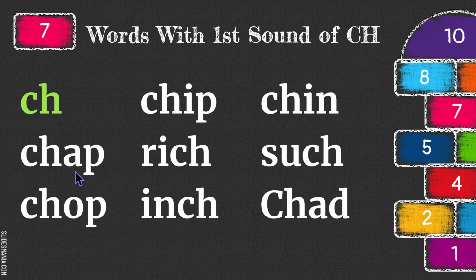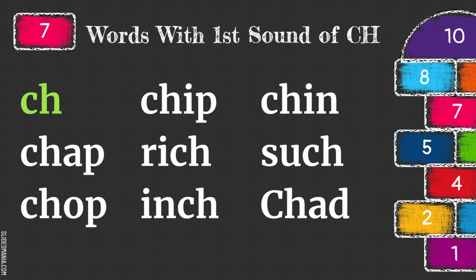You might need to do something to remember that it's 2 letters that make 1 sound. Ch, ap, chap. Itch, rich. Ch, such. Ch, op, chop. Inch. This is a name, so it has a capital letter. Ch, ad, Chad.